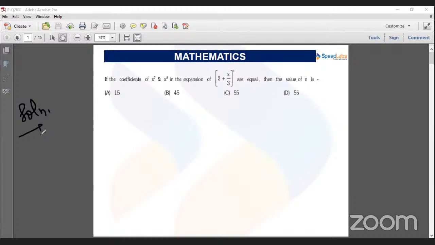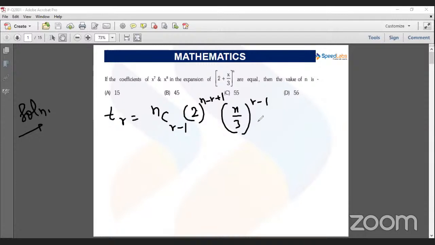If the coefficient of x power 7 and x power 8 in the expansion of (2 + x/3) power n are equal, then the value of n is? General term here would be T_r = nC(r-1) 2 power (n-r+1) and (x/3) power (r-1). Coefficient of x power 7 will happen when r minus 1 is 7, r is 8, the 8th term. And x power 8 will happen when r minus 1 is 8, or r is 9, so the 9th term.